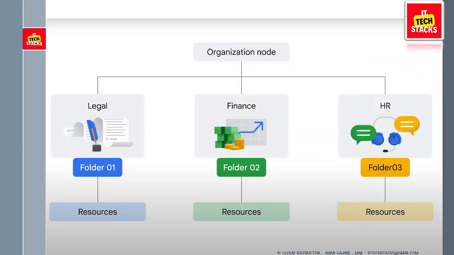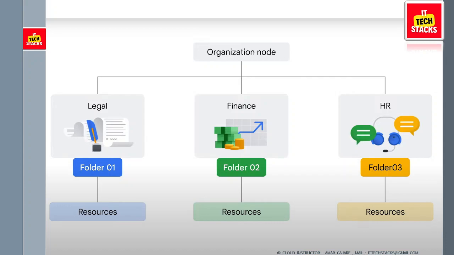The third level of the Google Cloud resource hierarchy is folders. Folders let you assign policies to resources at the level of granularity you choose. This is the third level, so you can choose your own granularity to apply the policies.